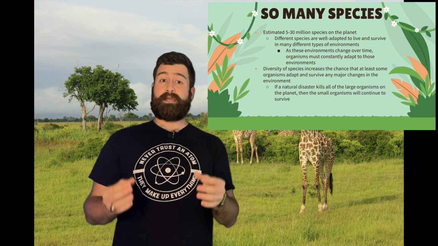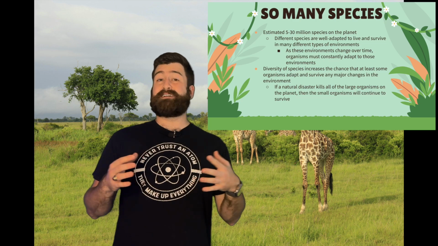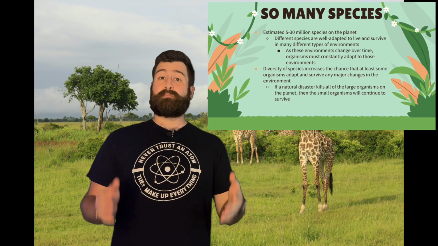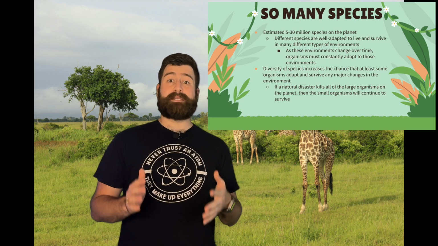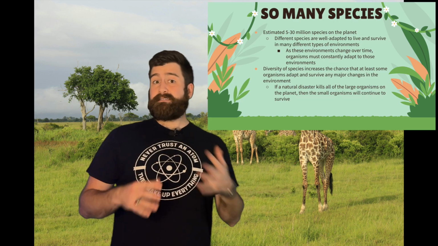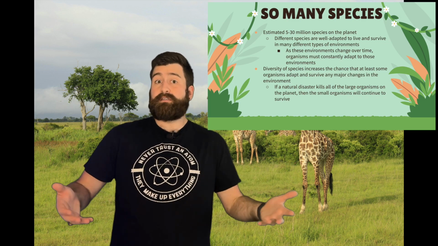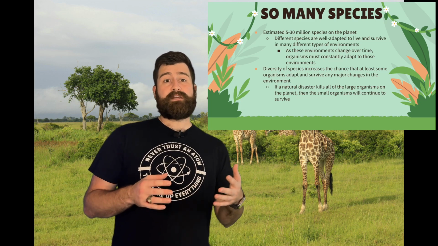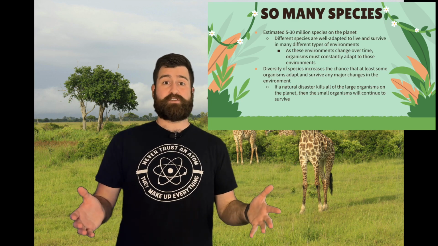Anyway, back to species. There are so many species on the planet. Now, even though 99% of the species that have ever lived on Earth no longer exist, there are currently an estimated 5 to 30 million species on the planet. And different species are well adapted to live and survive in many different types of environments. As these environments change over time, organisms must constantly adapt to those environments in order to continue to survive there. If they can't adapt to it, they're more likely to die off. Diversity of species increases the chances that at least some organisms adapt and survive any major changes in the environment.